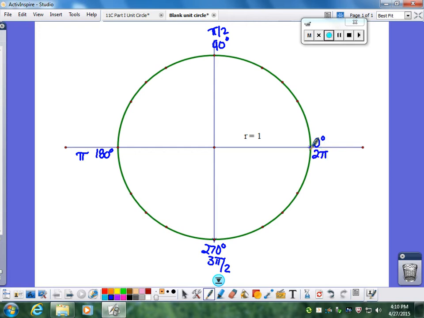Alright, now all of these points on our circle have coordinates. So the coordinates of this point, since the radius is 1, is 1, 0. Up here this coordinate is 0, 1. Then we have negative 1, 0. And finally we have 0, negative 1. This is going to allow us to find the trig functions for these quadrant angles.